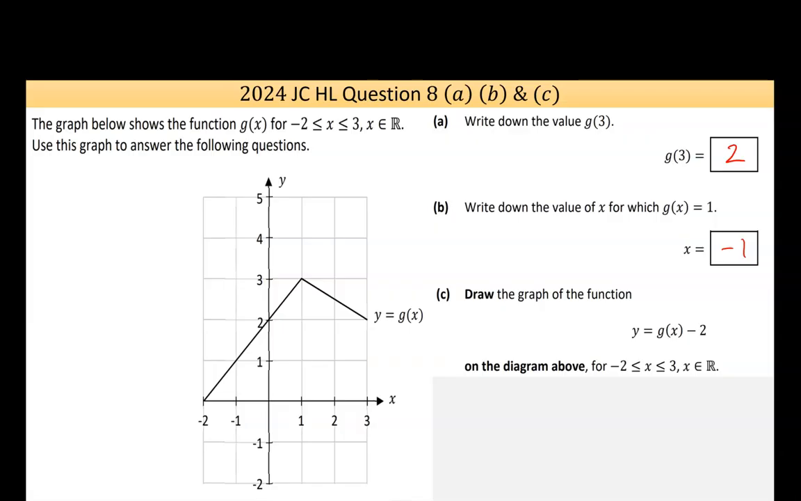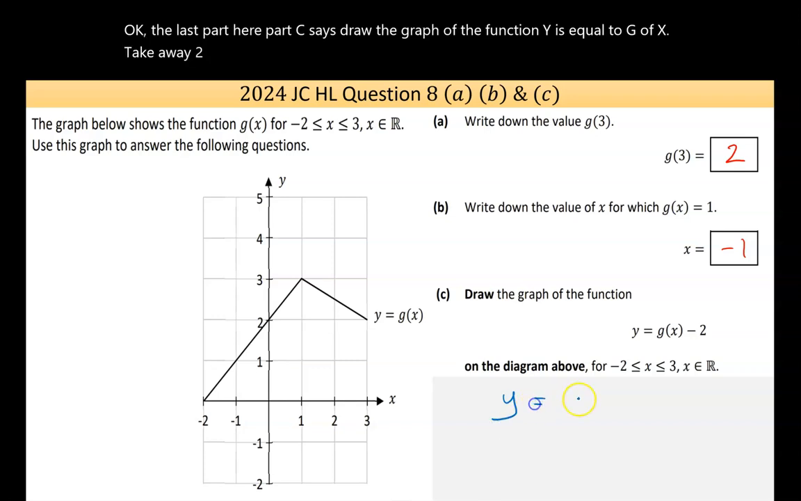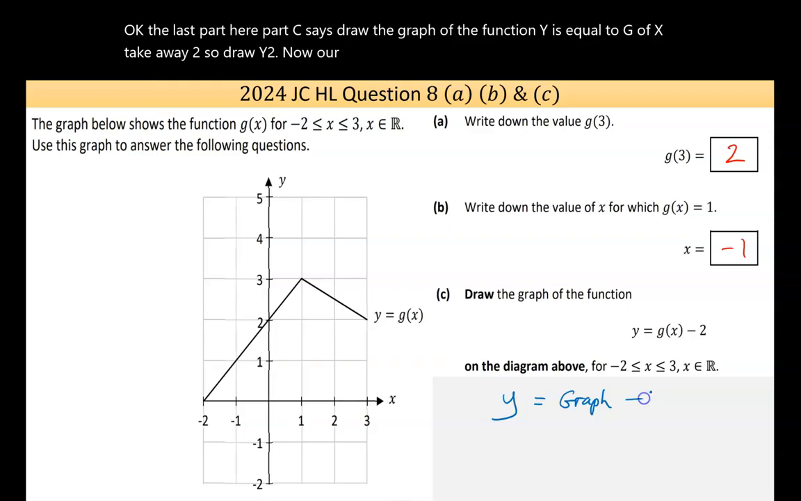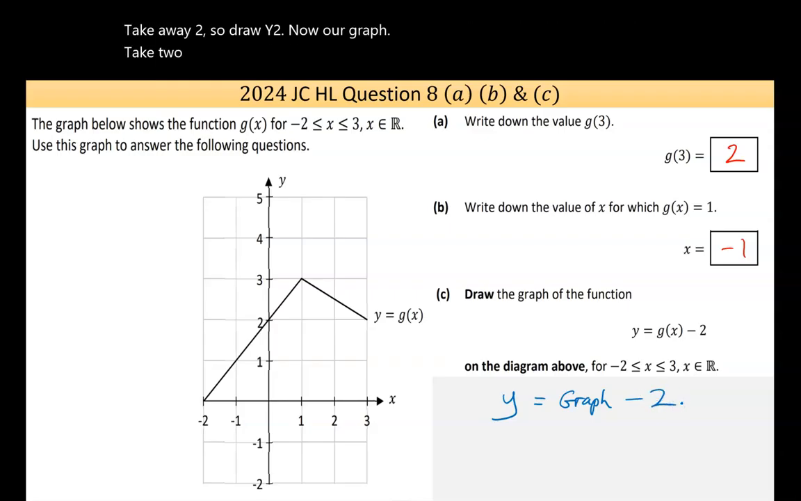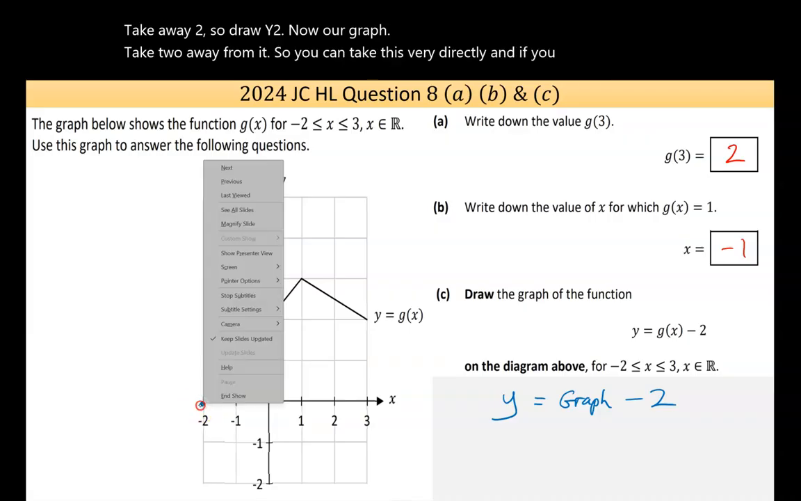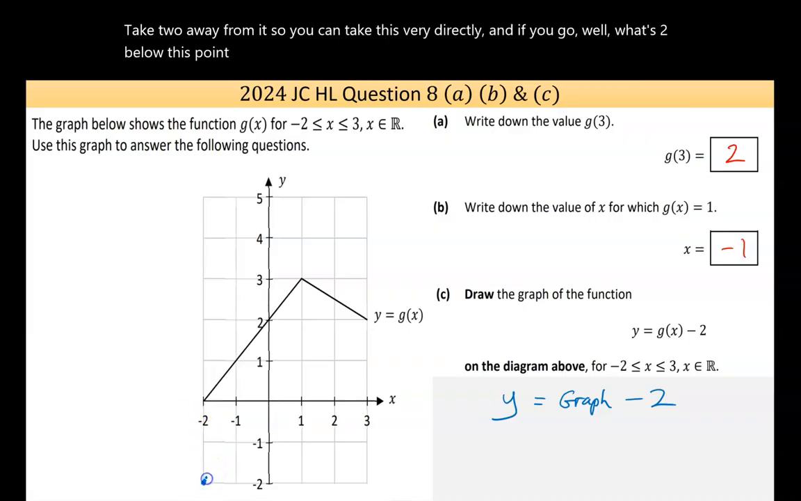The last part here, part C, says draw the graph of the function y is equal to g of x take away 2. So draw y is equal to, now our graph, take 2 away from it. So you can take this very directly. And if you go, well, what's 2 below this point? It would be down here.